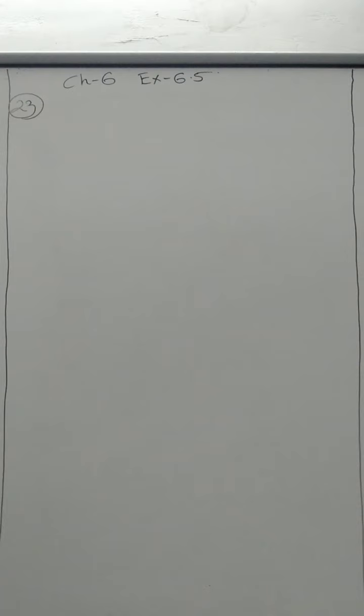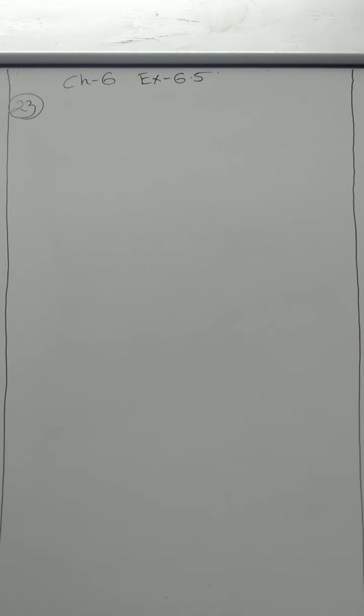Students, we start exercise 6.5, sum number 23. In 23, we prove that the volume of the largest cone that can be inscribed in a sphere of radius capital R is 8 by 27 of the volume of this sphere. Okay, this is our statement of 23.